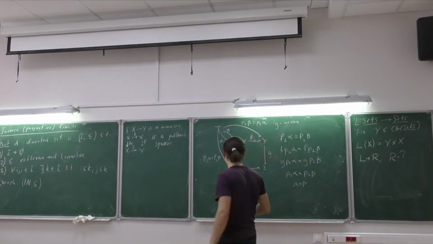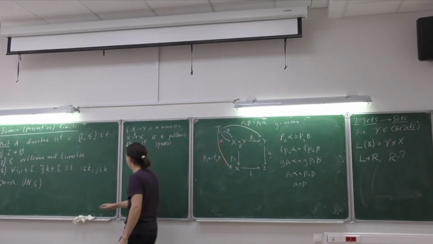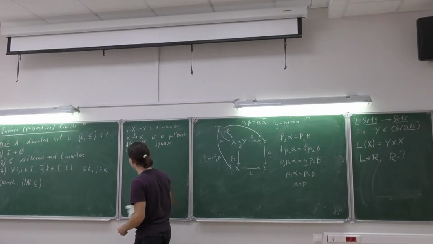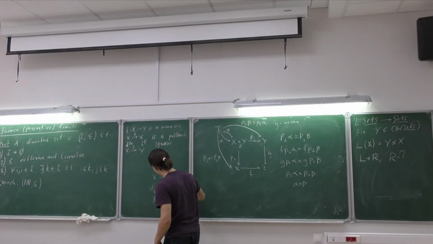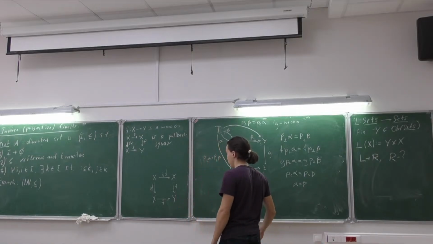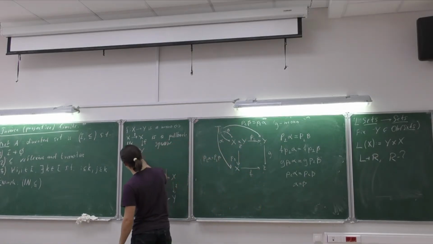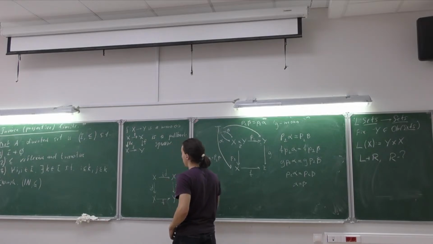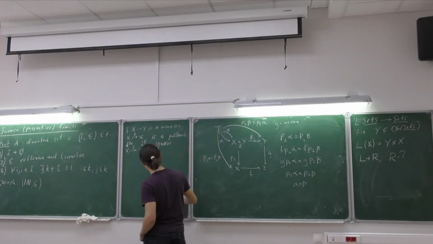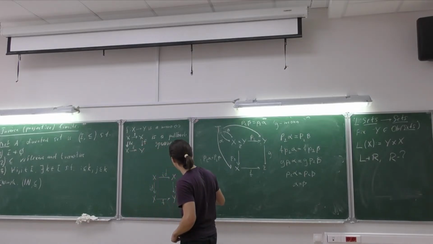Okay, so let's redraw this diagram so we have some space for additional arrows. So we have x, id, x again, id, and here we go to y by f. So let's first prove the direction that if this is a pullback square, then f is a monomorphism.